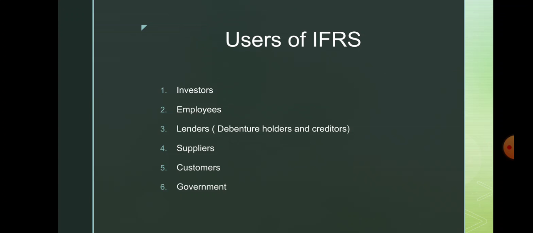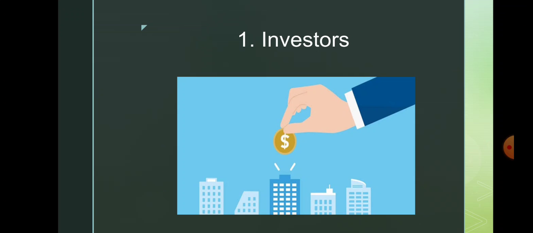So here is a list of 6 members we can say. First is investors, employees, lenders like debenture holders and creditors, suppliers, customers and the government. Let's have a look one by one. First of all is the investor.